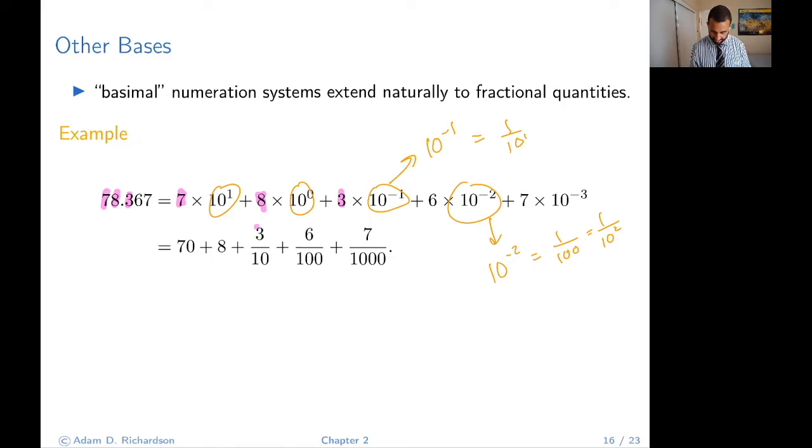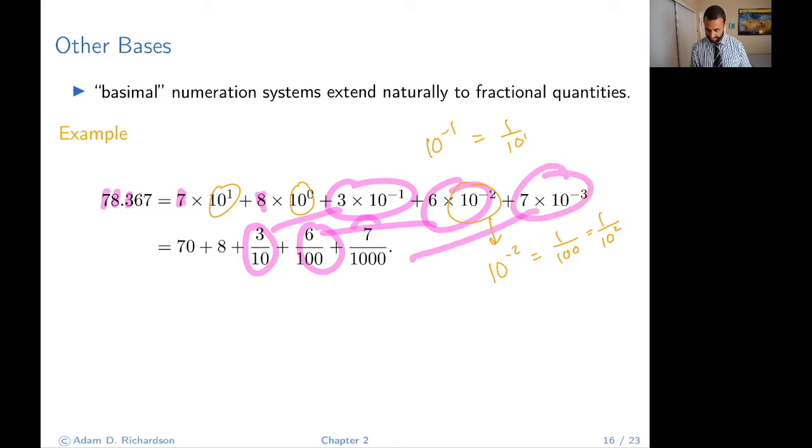So as we proceed like this. Here's our 3/10. Let me just emphasize this right here, actually. These are our 3/10 right there. I've got 3/10, and then over here I've got my 600ths, and then down here I've got my 7,000ths. And then you add all of those things up. You add 70 and 8 and 3/10 and 600ths and 7,000ths, and then you get 78.367. That's the idea.